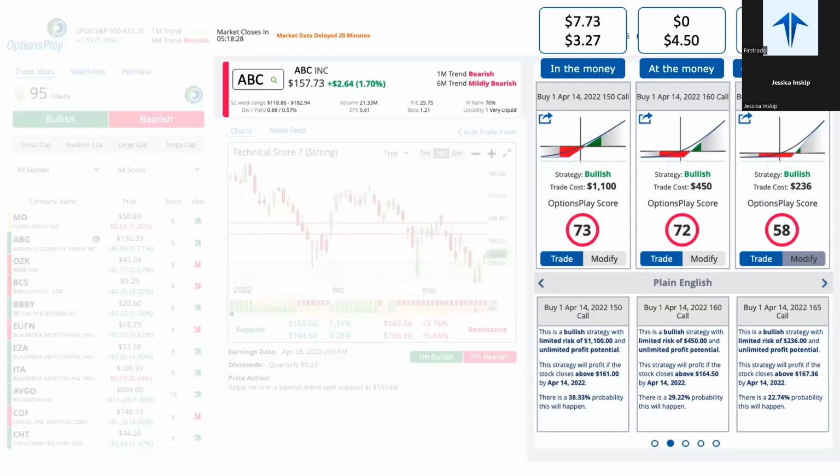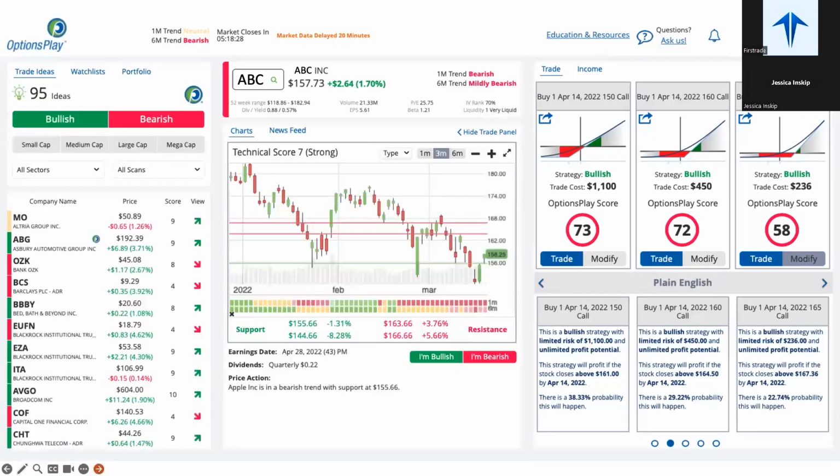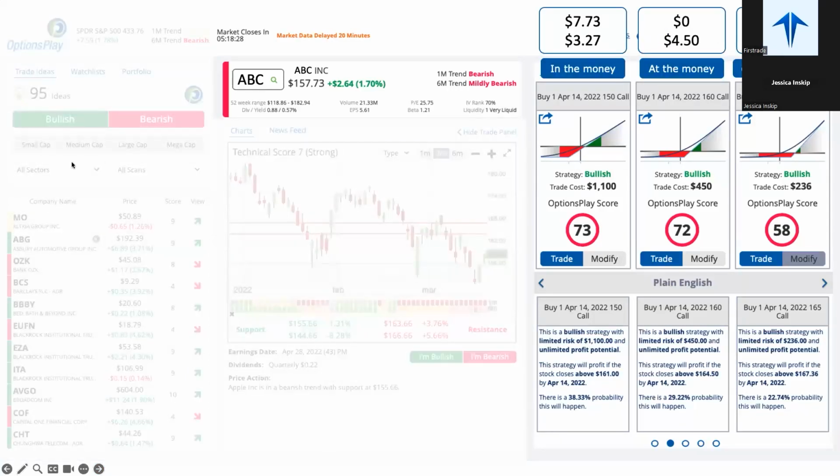And what I want to show you is this in the money option. So it's 150. So if I have the right to buy at 150 and this security is at 157.73, then that means the intrinsic value is $7.73. The excess of that premium is $3.27. Apologize, my mouse is very sensitive. That entire premium has intrinsic and extrinsic value, most of which is that intrinsic value.